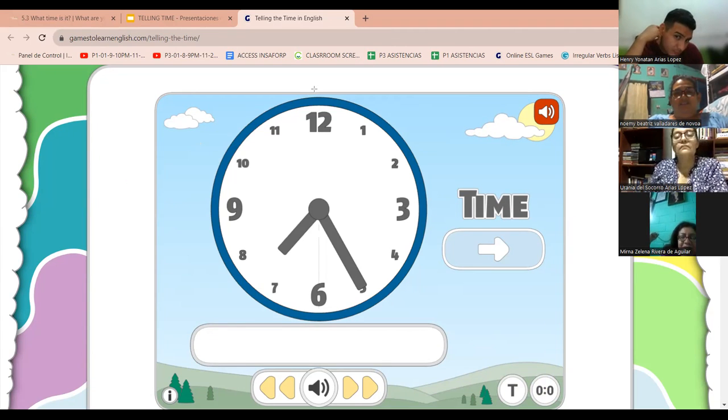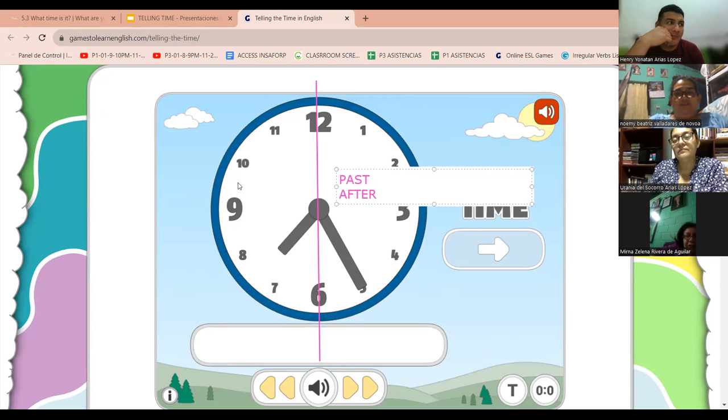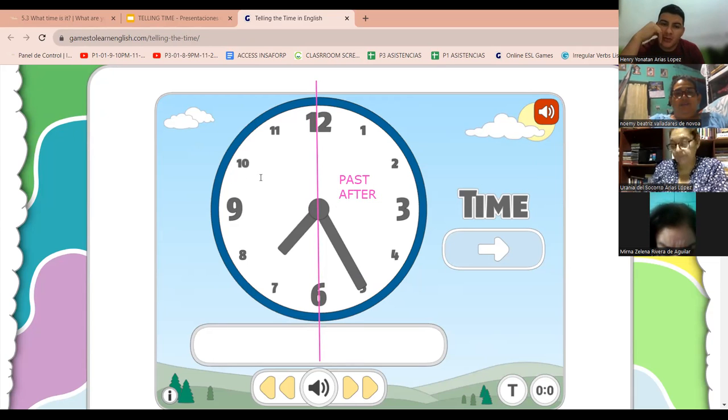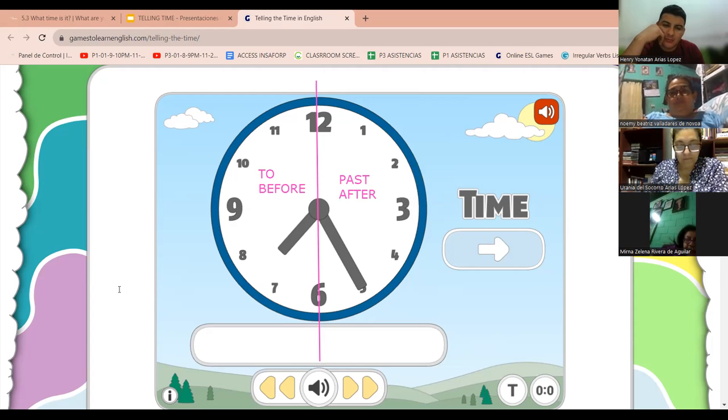Okay, y ahí tenemos algo más. Cuando nosotros usamos el to y el past, tenemos que imaginarnos esa línea, la línea imaginaria, right? Del lado derecho, ¿qué voy a utilizar, guys? ¿To o past? Past. ¿Ya va de regreso? Aquí sería o past o after. ¿Y del otro lado? Two or before. Correct. Okay. Entonces, en este caso, ¿cómo digo la hora?